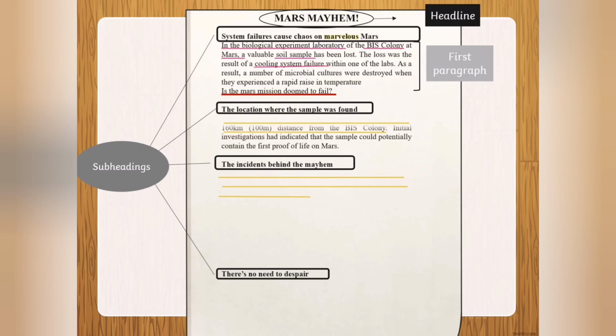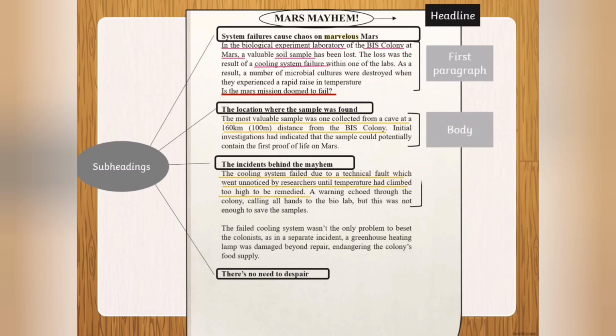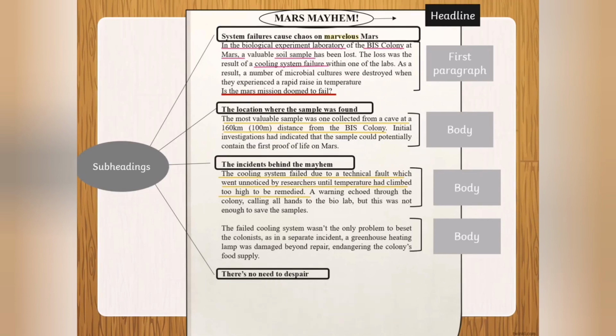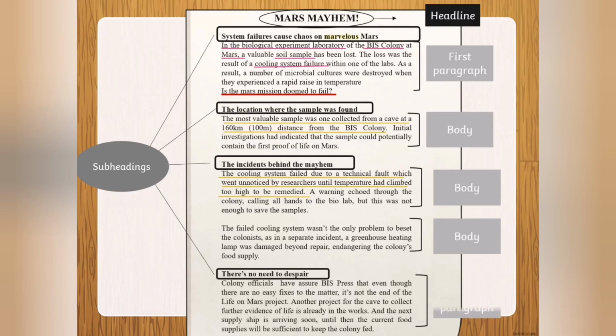Then we have our bodies. These are the body paragraphs. The underlined sentences are all facts. We have our last paragraph. Our last paragraph talks about the future, as you can see in the sentences that are underlined in blue.